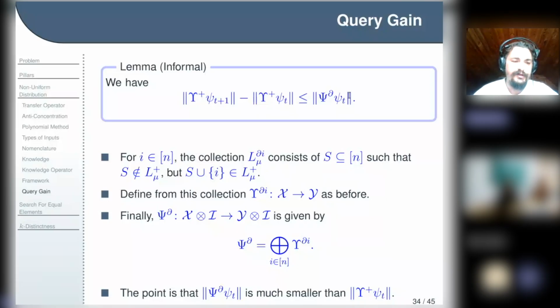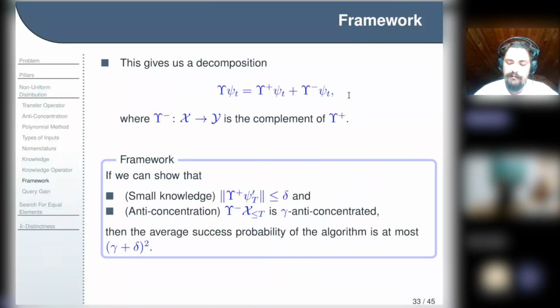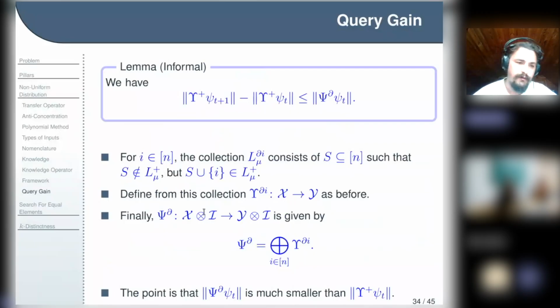Using this lemma, which is informal, I can combine it with this framework, which is on the previous slide. So if I can prove this anti-concentration thing, and I can prove this small knowledge using this query gain, then I can show a lower bound. That's how the framework works. Any questions about this before I move on to k-distinctness, which will be a much more high-level overview? Any questions about the framework? I know it's pretty technical.